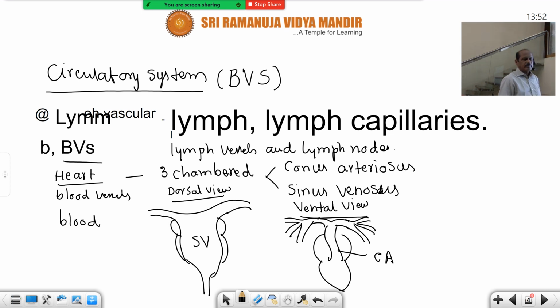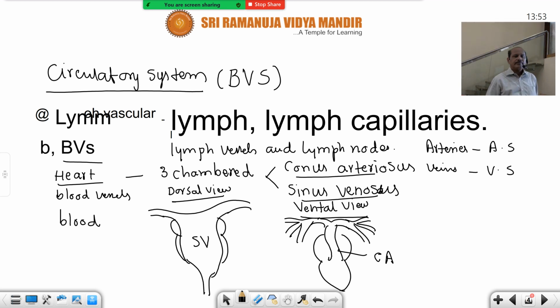Conus arteriosus, you can see it on the ventral side of the heart. You can see sinus venosus on the dorsal side of the heart. Very, very important points. These two you remember, conus arteriosus and sinus venosus. Okay. Then the main blood vessels are arteries and veins. Arteries constitute the arterial system and veins constitute the venous system.